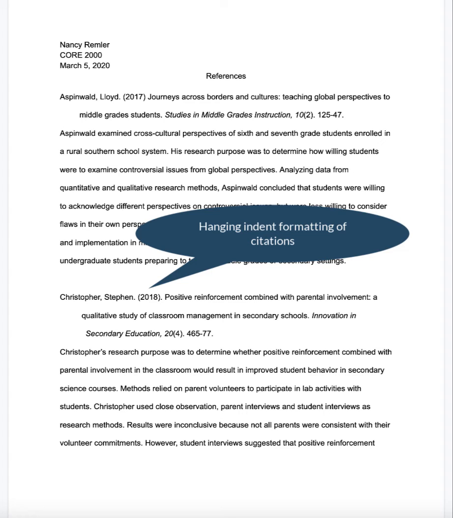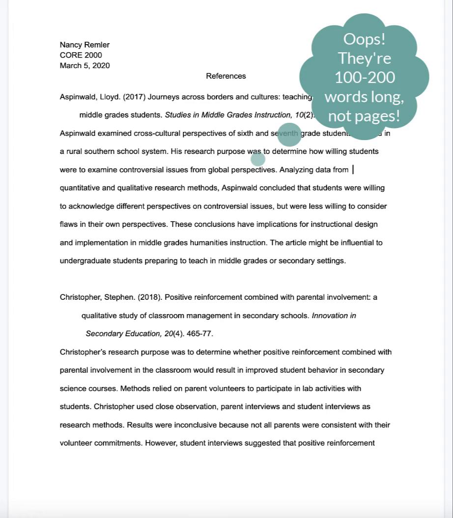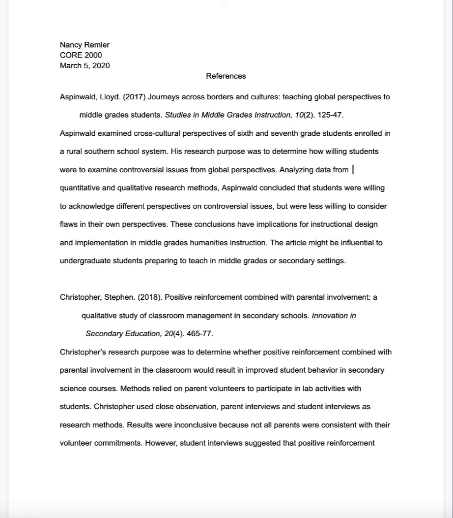If you look at the second citation by Stephen Christopher, that citation is written in 2.5 lines. So you'll notice that the first line is flush left at the margin, and the second and third lines are at a hanging indent format. Look at the annotations that I've written. Each one is between 100 and 200 pages long. You're not able to see the entire annotation for the second source because it continues on to the second page, and we are just looking at the first page of this document.